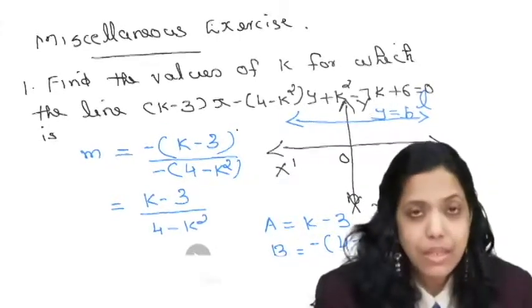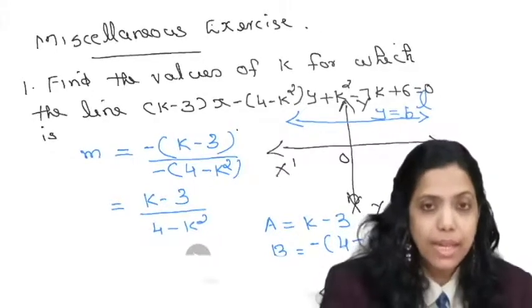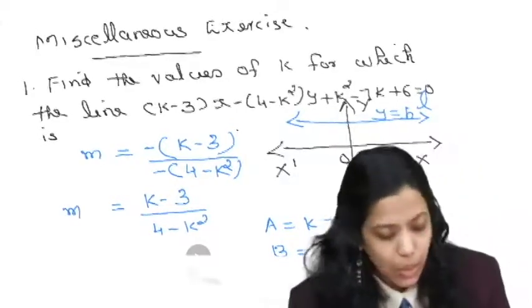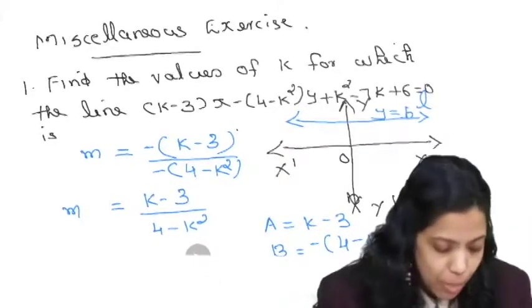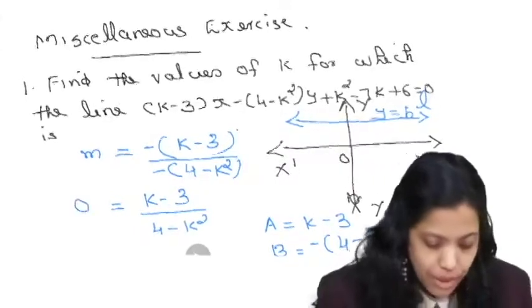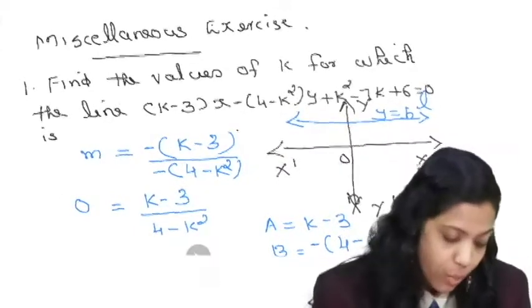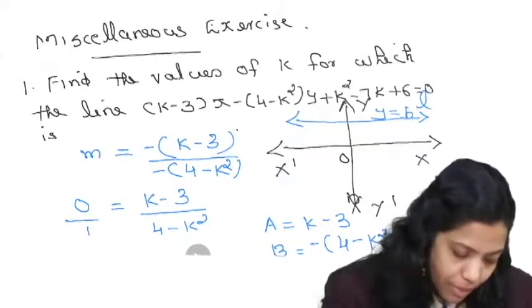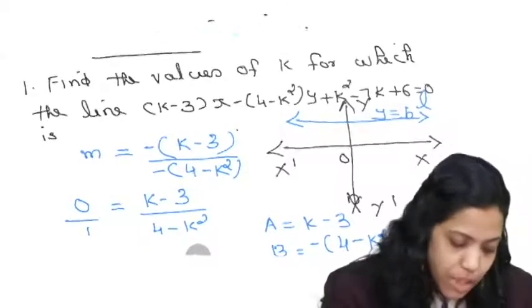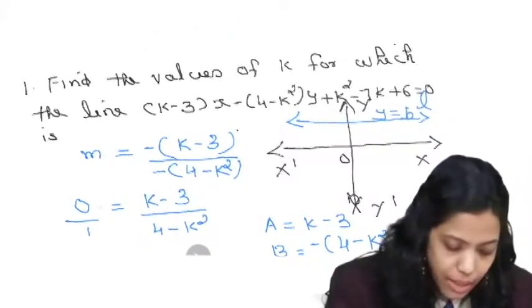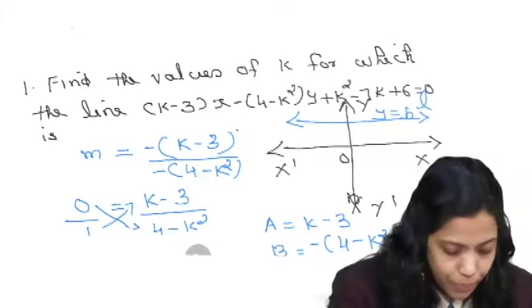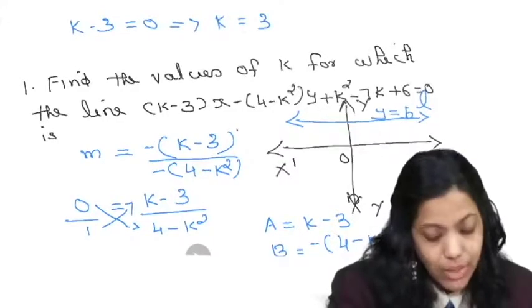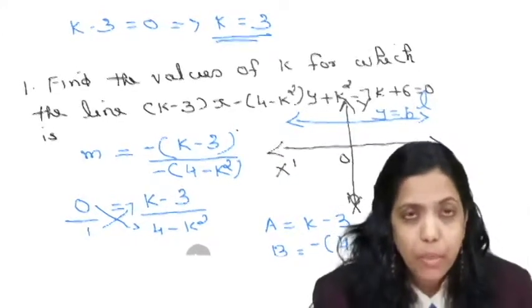So as we said, if a line is parallel to x-axis, the slope is equal to 0. So we can equate the slope with 0. I am just replacing the value of m, the slope, here as 0 itself. So 0 we can write as 0 by 1. If I am equating, we are getting the answer as, we are doing the cross multiplication over here, k minus 3 equals 0. So what is the value of k? k equal to 3.